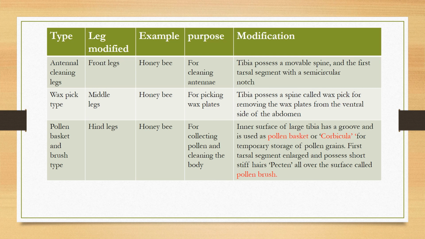The first tarsal segment is enlarged and possesses short, stiff hairs, pectins, all over the surface, called a pollen brush. There will be a pollen brush in the tarsal segment. The first tarsal segment is modified, enlarged, and has a number of pollen brushes.